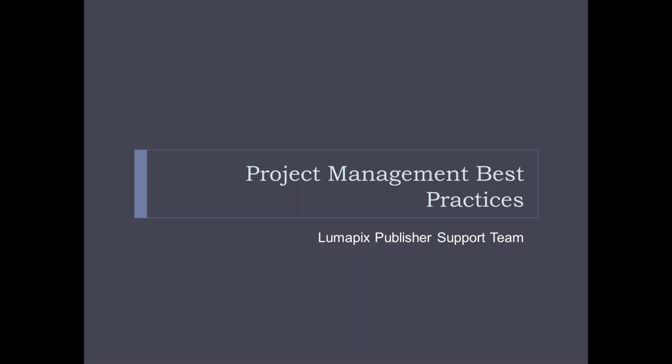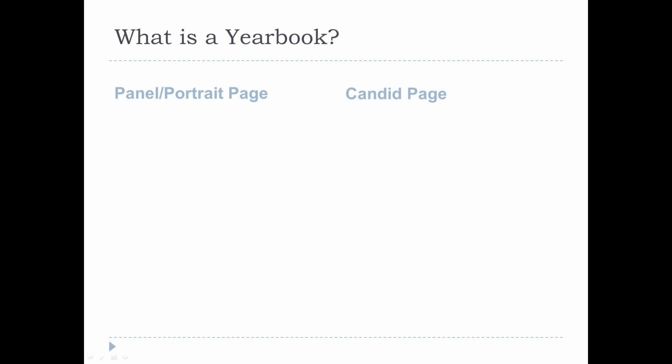Yearbooks are usually composed of two kinds of pages, panels and candids. Panel pages are what makes a yearbook different from a regular photo book and only enabled by using a Yearbook Fusion license provided by a yearbook publishing company.